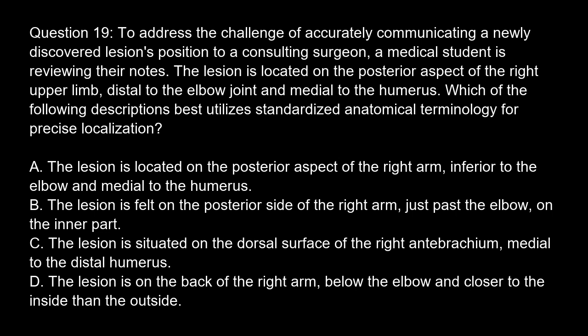Option A. The lesion is located on the posterior aspect of the right arm, inferior to the elbow and medial to the humerus. Option B. The lesion is felt on the posterior side of the right arm, just past the elbow on the inner part. Option C. The lesion is situated on the dorsal surface of the right antebrachium, medial to the distal humerus. Option D. The lesion is on the back of the right arm, below the elbow and closer to the inside than the outside.